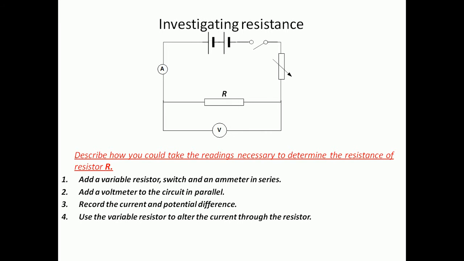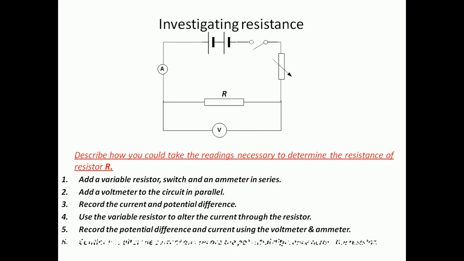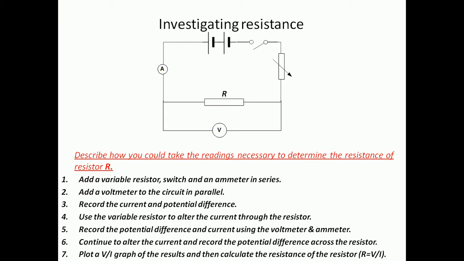We then continue to do this, recording the potential difference and current at different intervals as we keep changing the variable resistor. And then finally we would plot this as a graph, as a VI graph, and then we could use the gradient of the line to calculate the resistance. In other words, we would do 1 over the gradient to calculate the resistance. Okay, or use the equation R equals V over I.